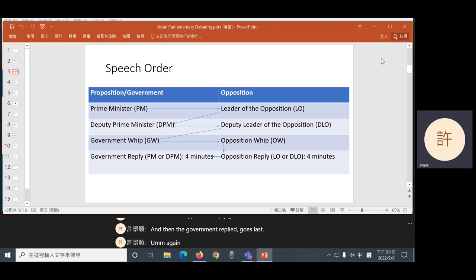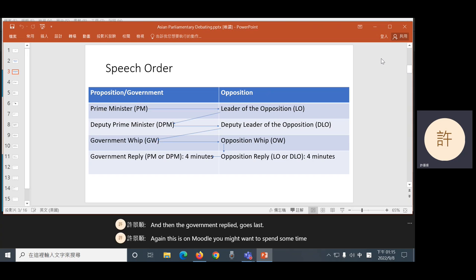Again, this is on Moodle. You might want to spend some time remembering this information, because when we talk about these roles, 这些角色, I will usually use the abbreviations. So instead of saying the first speaker, I might say the PM, or I might say the DLO. And I'll expect you to remember which person I'm talking about.